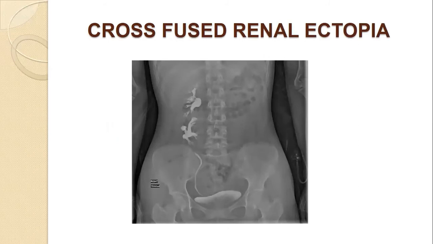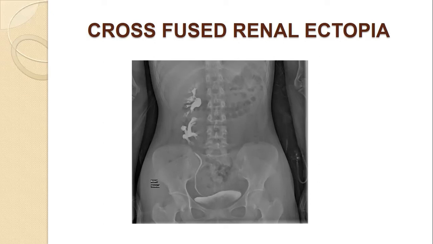A cross-fused renal ectopia. This is the picture of IVU, so both kidneys are on the same side. What is the insertion of the ureter? Can anyone tell us, in cross-fused ectopia? Superolateral aspect of the urinary bladder.